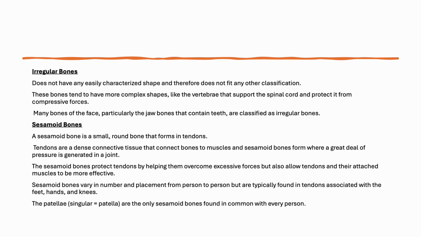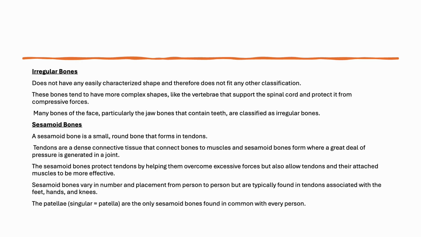We continue. Irregular bones. This group does not have any easily characterized shape and therefore does not fit any other classification. These bones tend to have more complex shapes, like the vertebrae that support the spinal cord and protect it from compressive forces. We also have some other irregular bones, like the zygomatic bones and jaw bones.